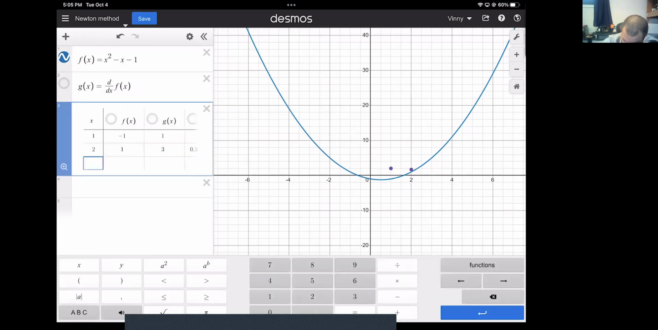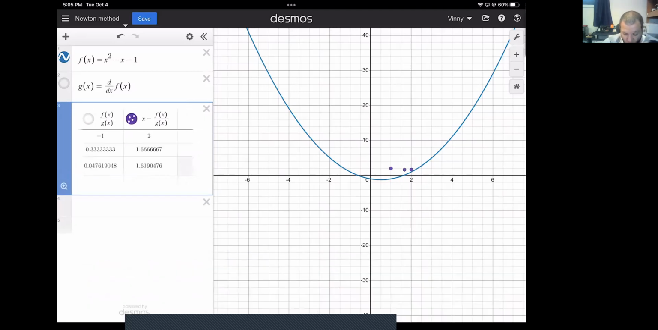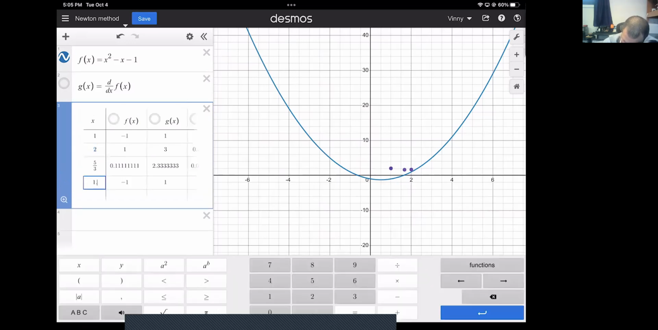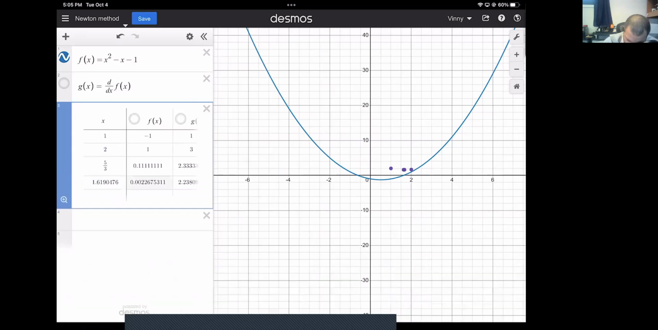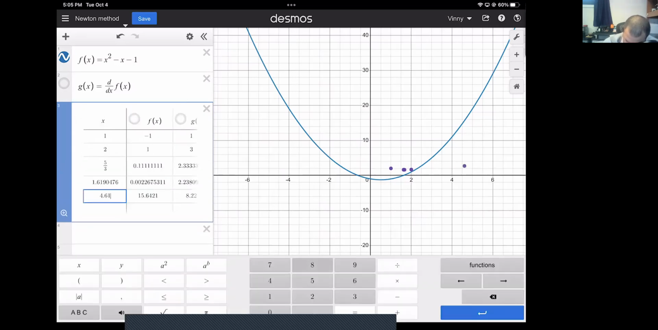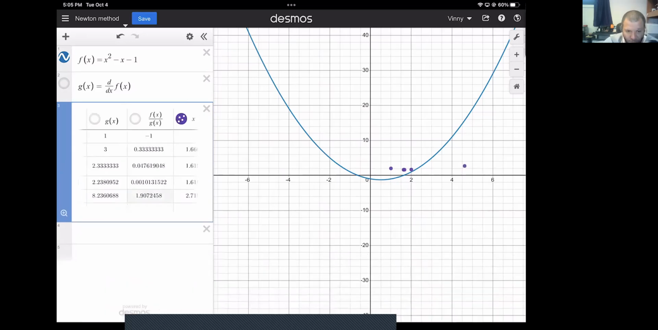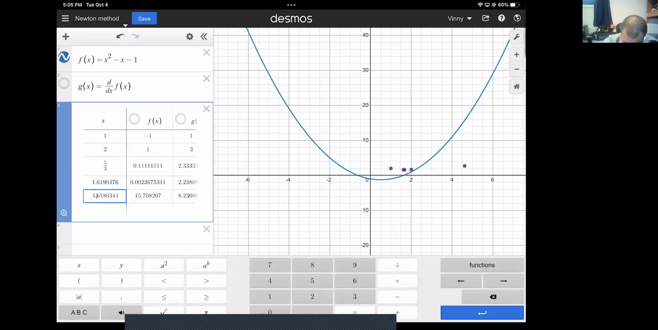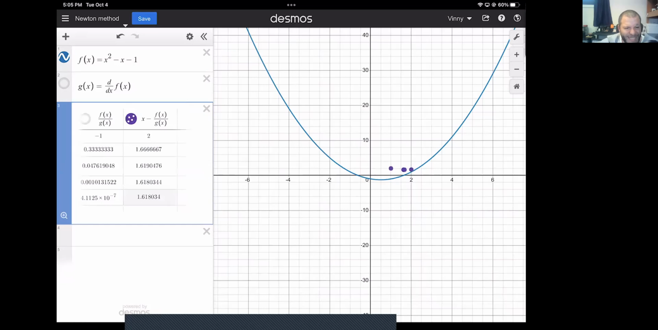Right, so if I plug in 5/3 here, that's going to give me 1.619 as our guess, 1.6190476 as our guess. Right, and then we get 1.618, blah, blah, blah, 1.6180344. Right, and then this would be a whole bunch of iterations. You can see, whoa, 1.6180344. So we see that we're converging on something like 1.6180344.